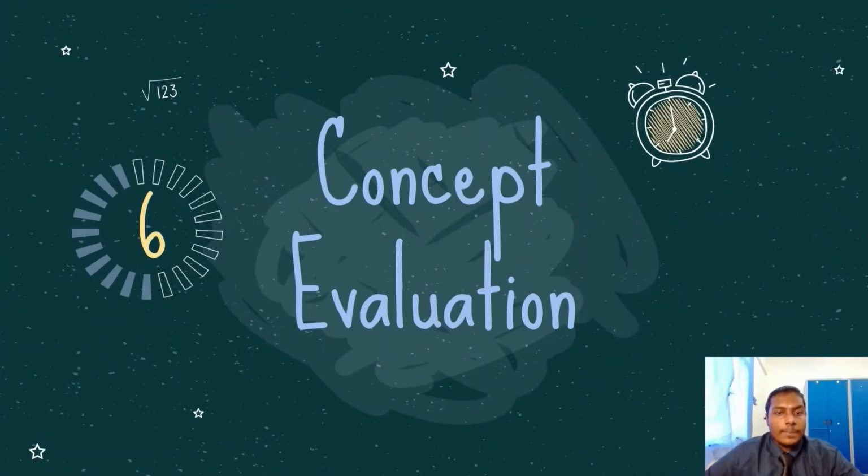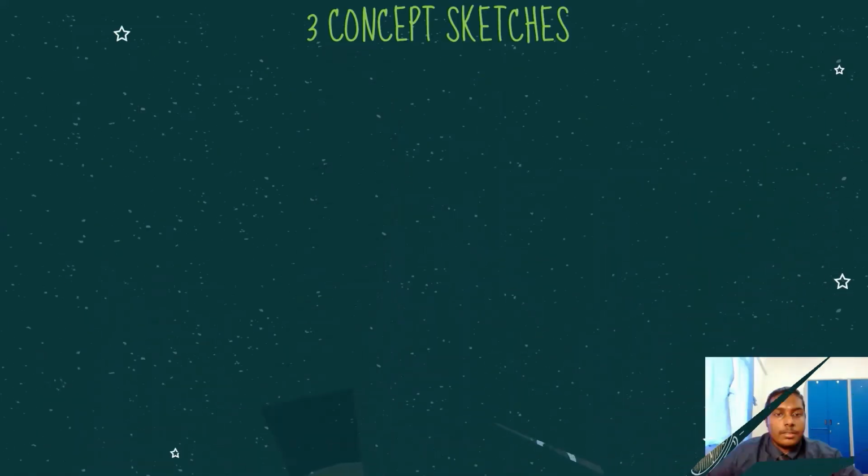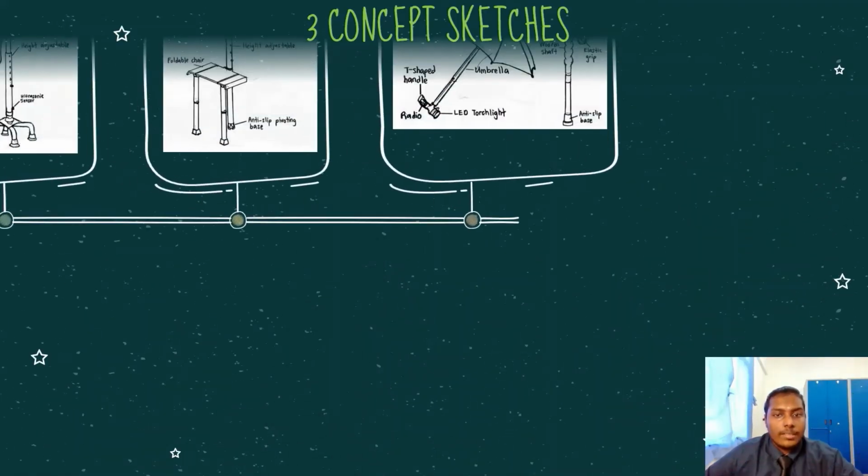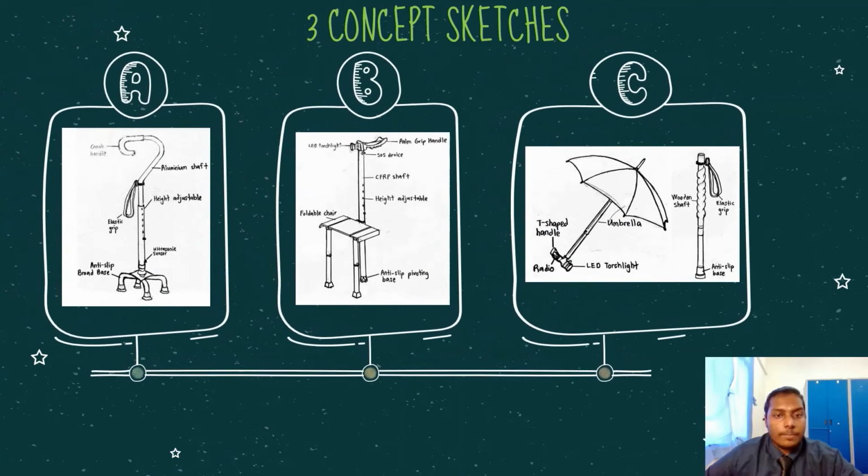Concept evaluation takes place once multiple concepts have been developed, and the generated concepts must be reviewed in order to identify the best concept from the multiple concepts. From the morphological chart of the walking stick, we are able to sketch 3 different concepts.